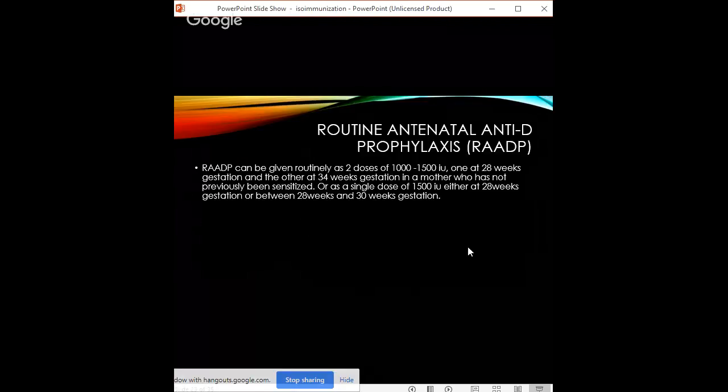So then we're going to talk about routine antenatal anti-D prophylaxis, denoted by RAADP. This can be given routinely as 2 doses of 1,000 to 1,500 international units, one dose at 28 weeks and the other at 34 weeks gestation, for a mother who has not been previously sensitized. Or it can be given as a single dose of 1,500 international units, either at 28 weeks or between 28 weeks and 30 weeks gestation.